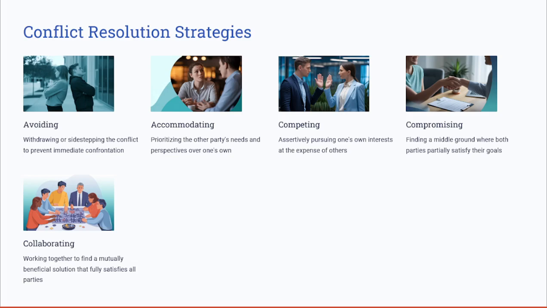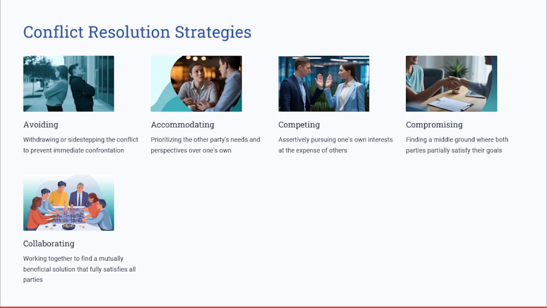The first one is avoiding. The next one is accommodating. Then you have competing, compromising, and collaborating. So there are several strategies for resolving conflict, including all of these five strategies, and each strategy has its own advantages and is suitable for different situations. For example, avoiding works like withdrawing or sidestepping the conflict to prevent an immediate conflict.